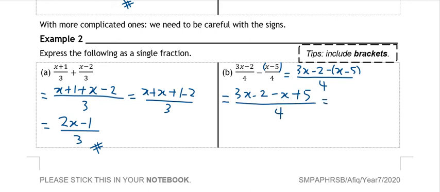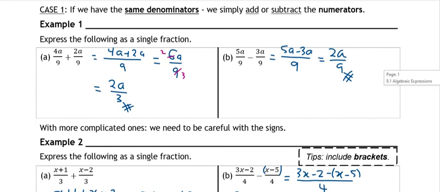As per usual, to make it easier, let's arrange them: 3x minus x, and then minus 2 plus 5, everything over 4. Therefore, you will have 3x minus x, 3 minus 1 is 2x. And then negative 2 plus 5 will give you positive 3. So that's for the numerator, and for the denominator, it is over 4. So that's example number 2, the examples that include the same denominators.